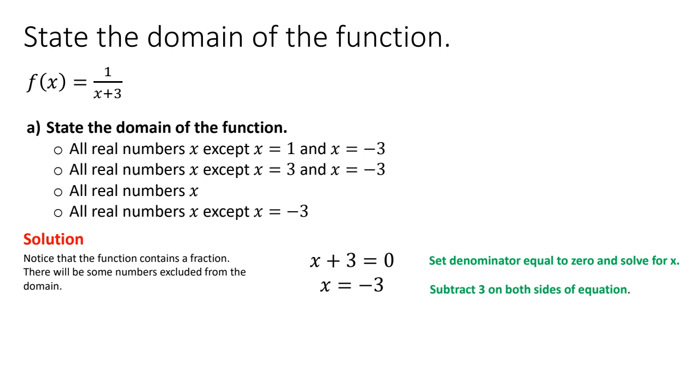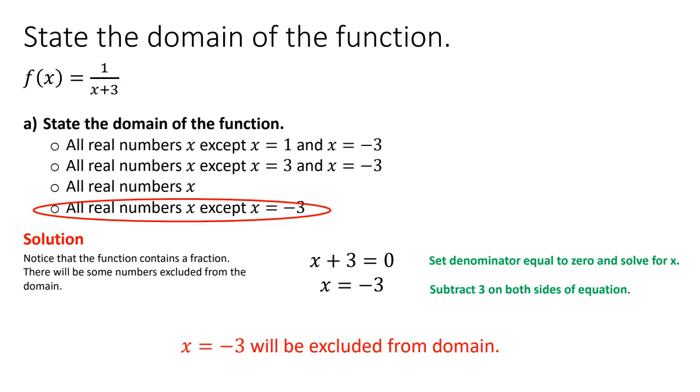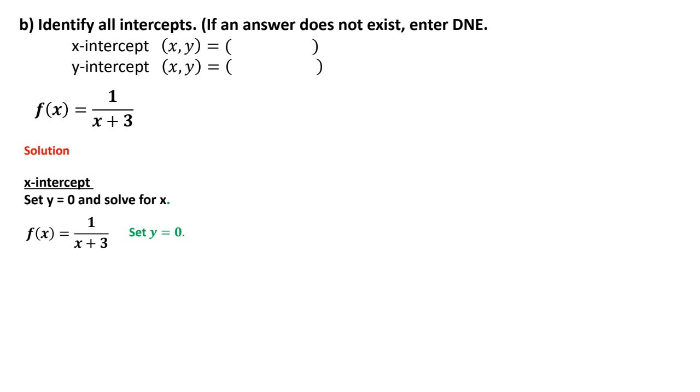But again, if I were to answer what is the domain of this graph, it would be all real numbers except this value, negative 3. So our answer would be this last one: all real numbers except when x is equal to negative 3. Now, this information here, I'll get to it. Let me go step by step.